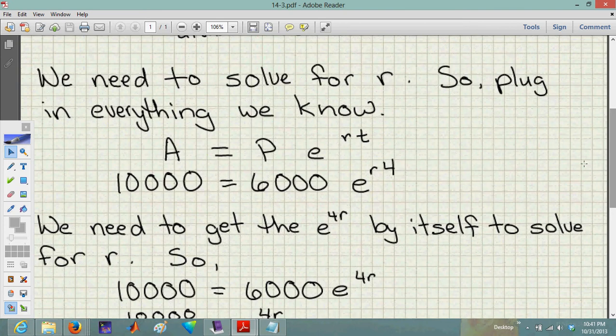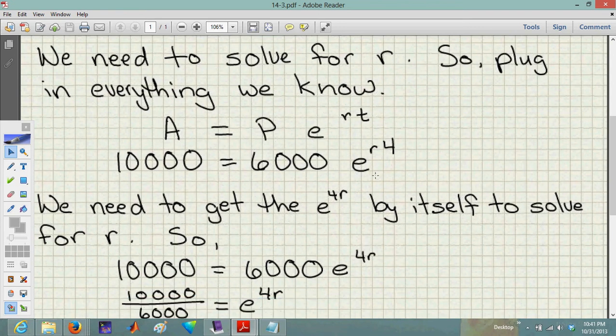So we need to solve for R, so what we do is plug in everything that we know. We know that A is $10,000. That's the amount that we wanted to end up with. We know that P, what we started out with, was 6,000. E stays the same. We don't know what R is, so we'll just leave the R there. And we know that the time in years was 4. So we have 10,000 equals 6,000 E to the R times 4. I'm just going to switch the R and the 4 around because that's how we usually do it. We usually have the number before the variable. I'm not really changing anything.